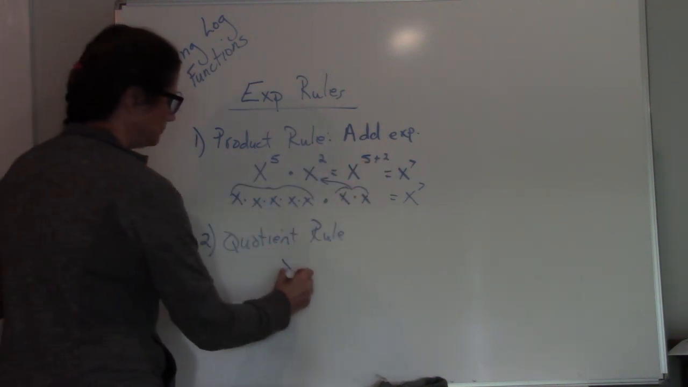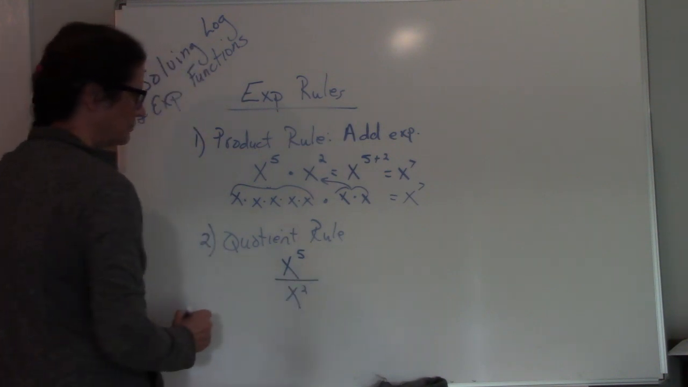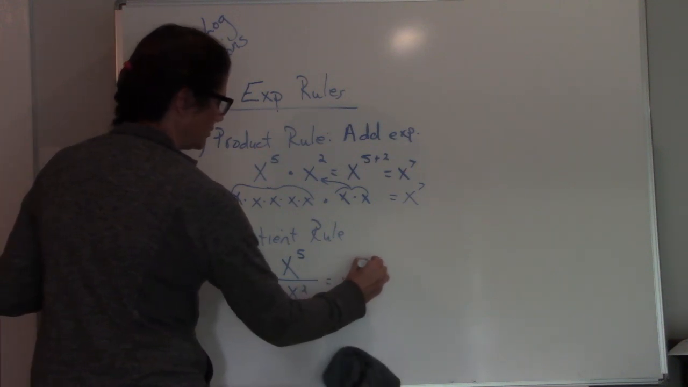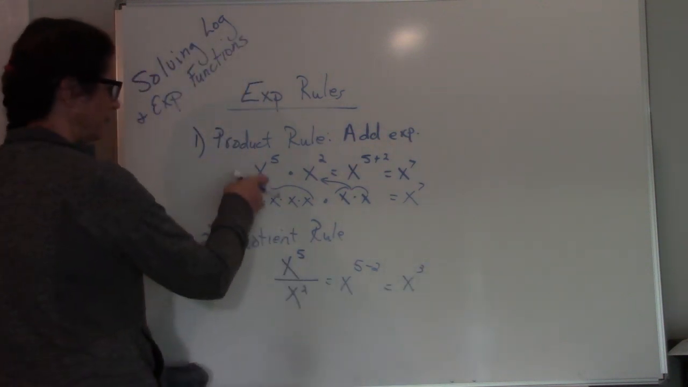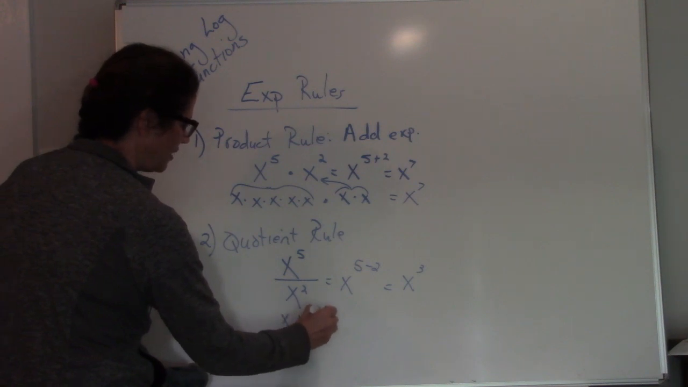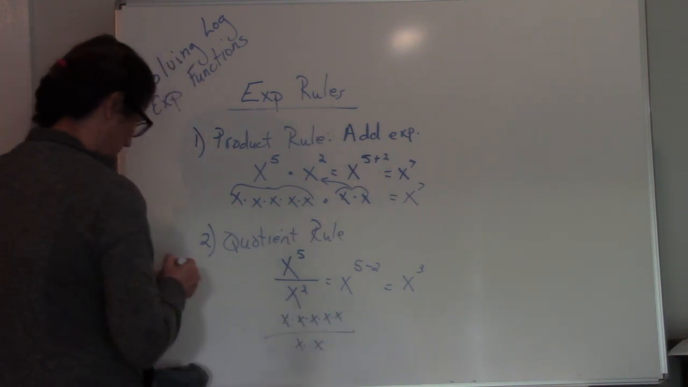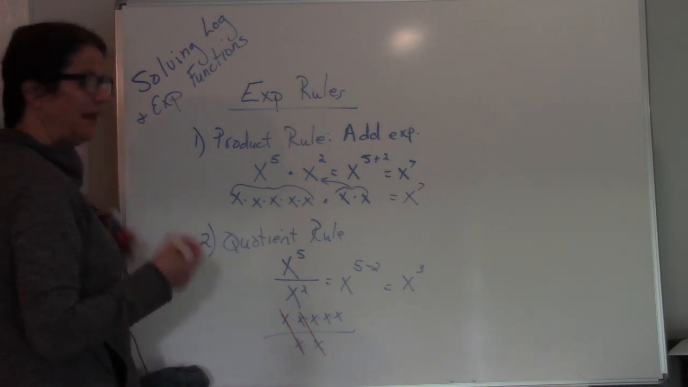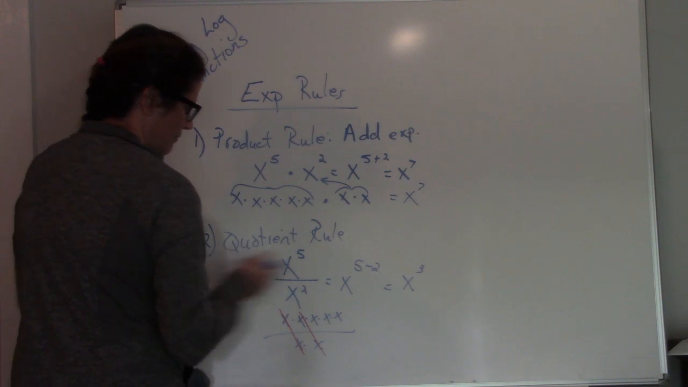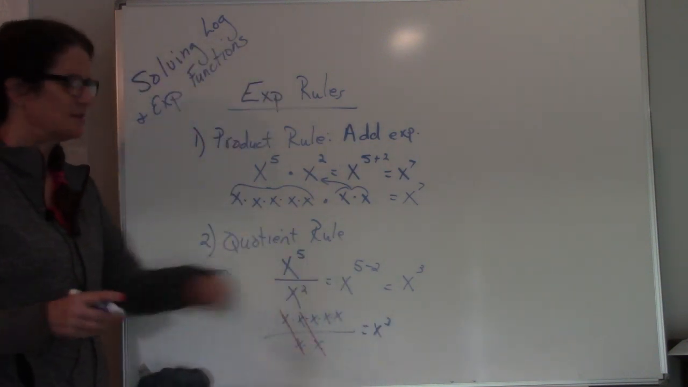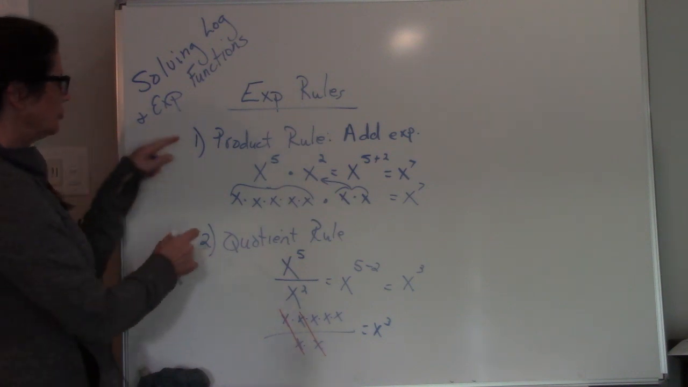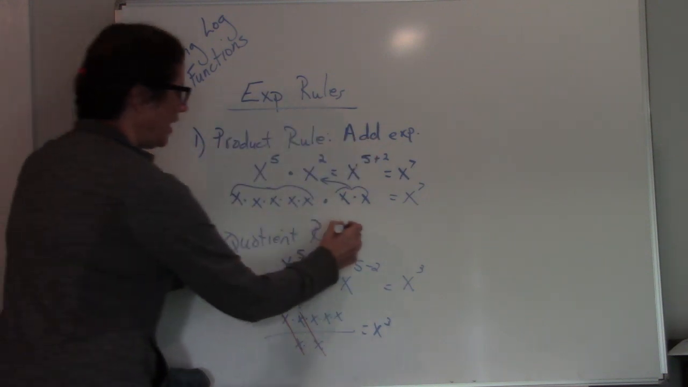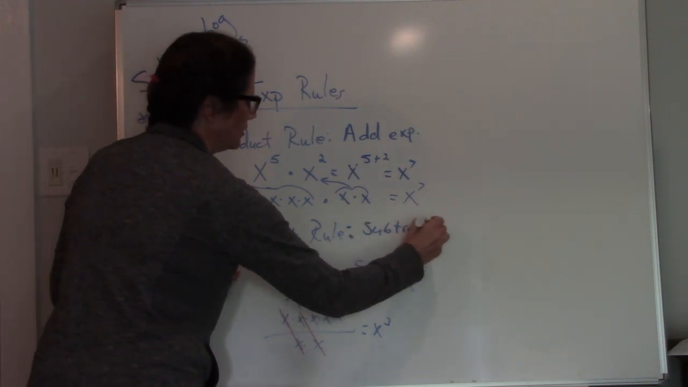Subtracting. So with the quotient rule, if I have x to the 5th divided by x squared, what I'm going to do is subtract the exponents. So I get x to the 3rd. If I show you what this means, I have x to the 5th on top divided by x squared on the bottom. Because I'm dividing, the matches or the pairs cancel. So all I have left is x to the 3rd. I have 3 x's left, all multiplication. Again, repeated multiplication. So these two are opposites of each other. When I multiply, I add my exponents. When I divide, I subtract my exponents.